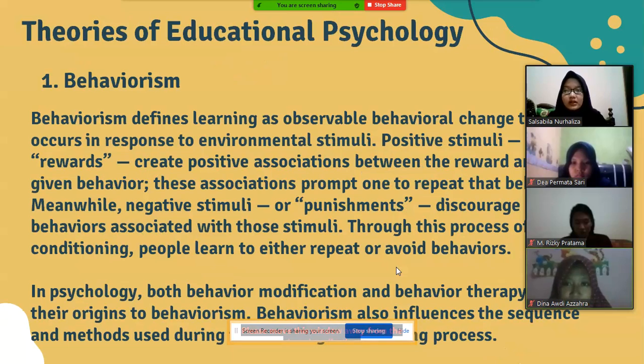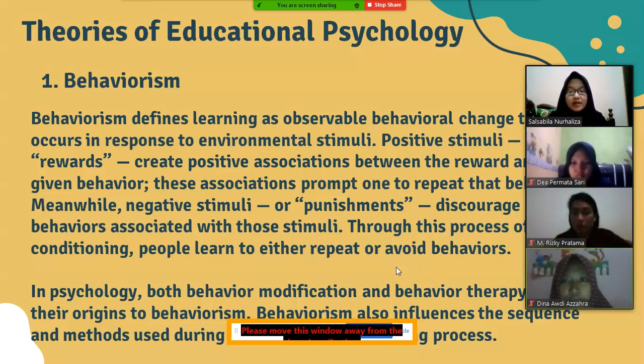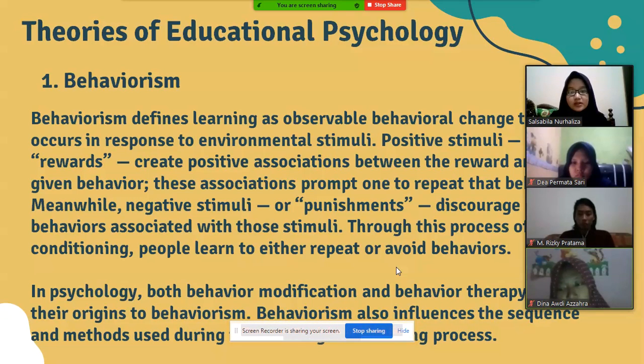Next, about the theories of educational psychology. The first theory is behaviorism. Behaviorism defines learning as observable behavioral change that occurs in response to environmental stimuli. Positive stimuli or reward create positive association behavior. Meanwhile, negative stimuli or punishment discourage the behaviors associated with those stimuli. Through this process of conditioning, people learn to either repeat or avoid behaviors.